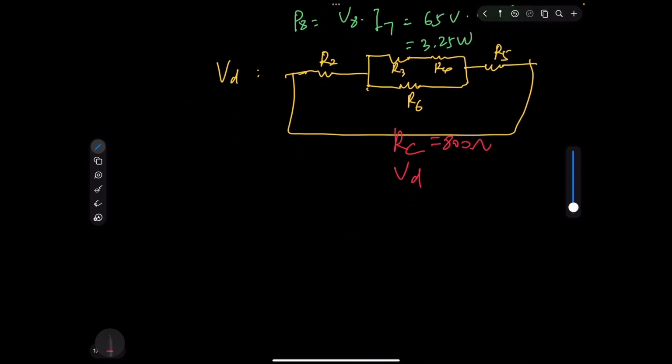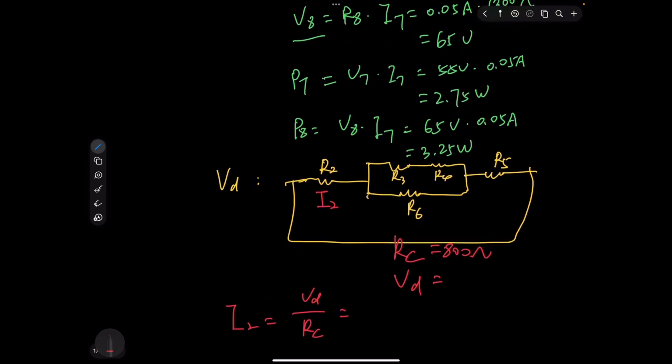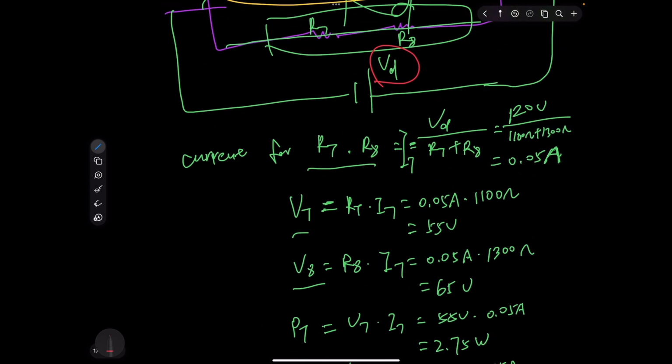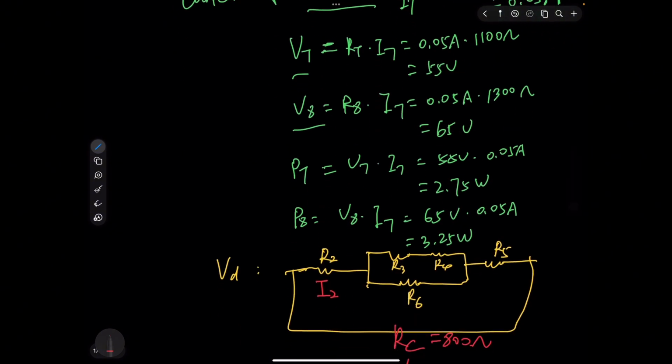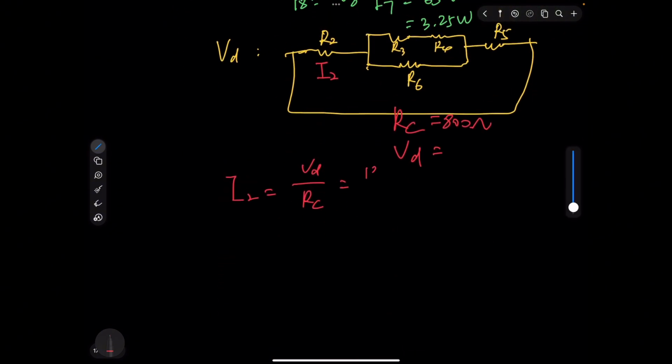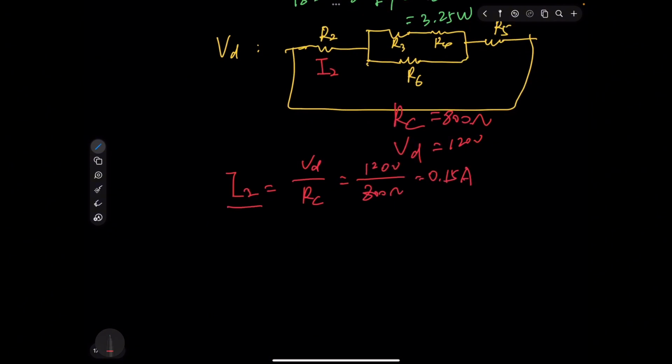So the total current for this part, let's say I2 equals VD divided by RC. VD is 120 volts divided by RC, 800 ohms. That's 0.15 amps. And after we get I2, we can get a voltage drop for R2.